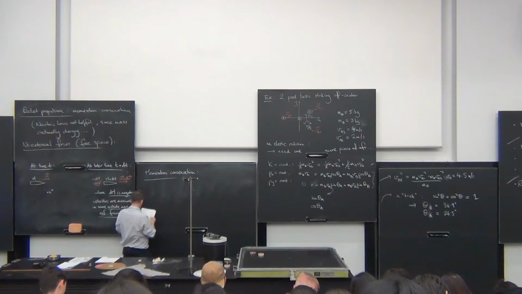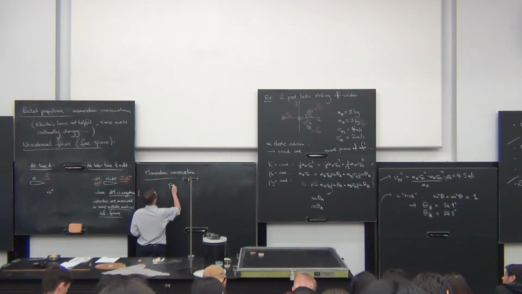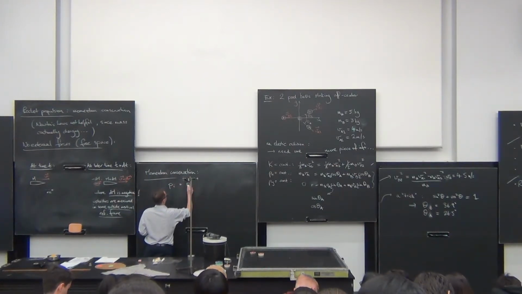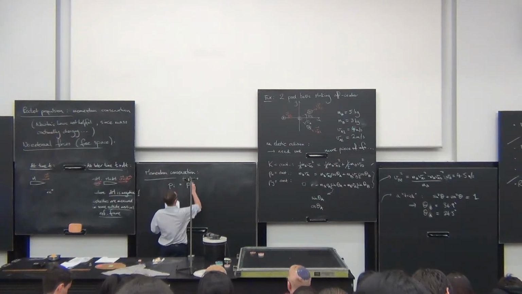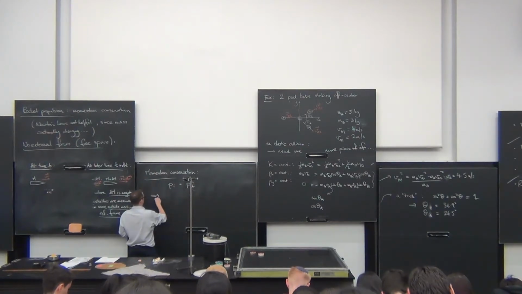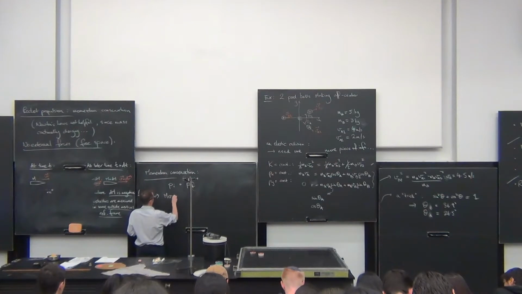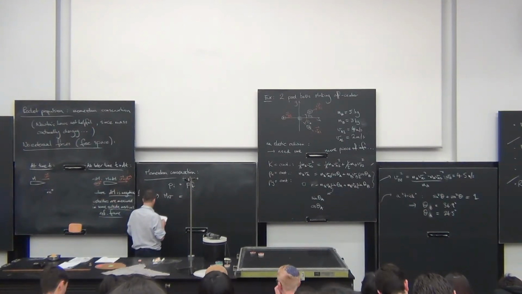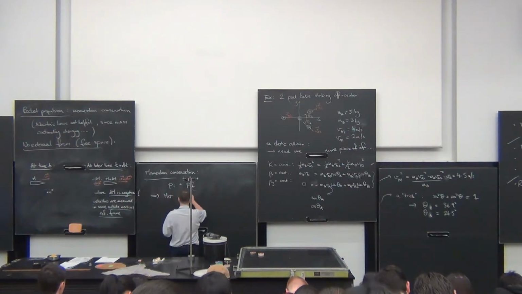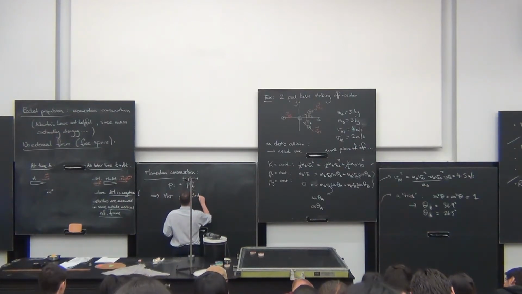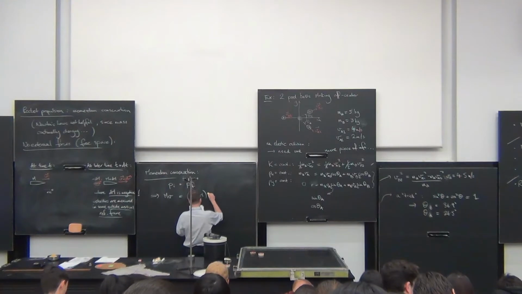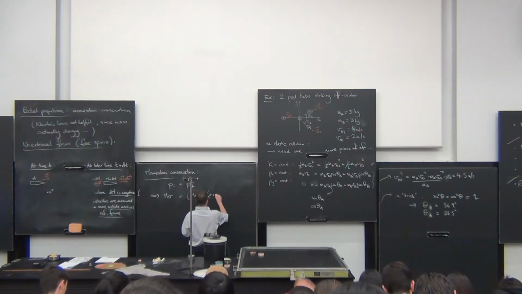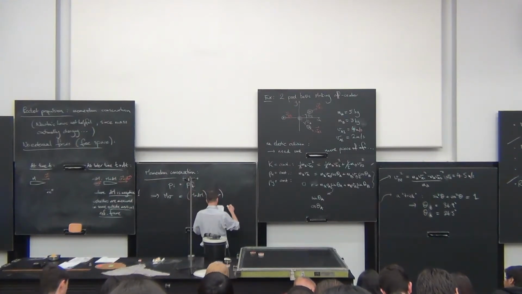Usual way. So P initial equals P final. So let's write this down. My initial linear momentum is just the mass times the velocity, pretty straightforward. And then on the right side, again, pretty straightforward, though the notation is possibly slightly weird.